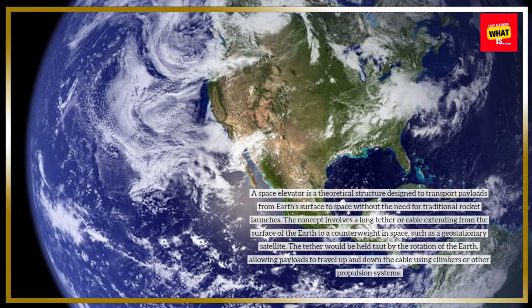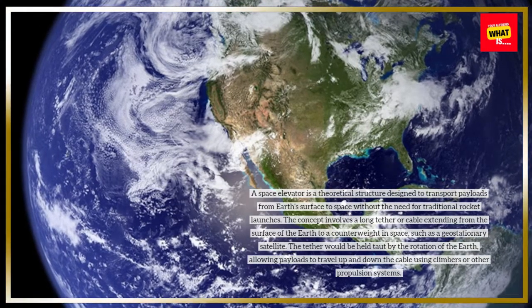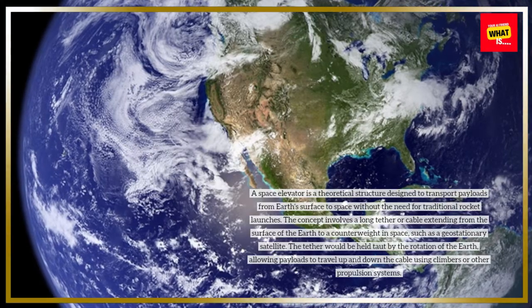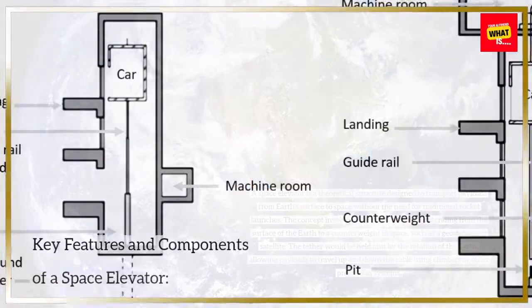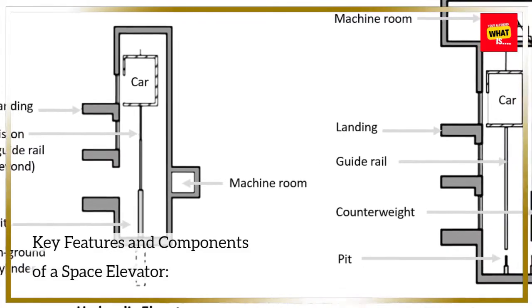The tether would be held taut by the rotation of the Earth, allowing payloads to travel up and down the cable using climbers or other propulsion systems. Key features and components of a space elevator.